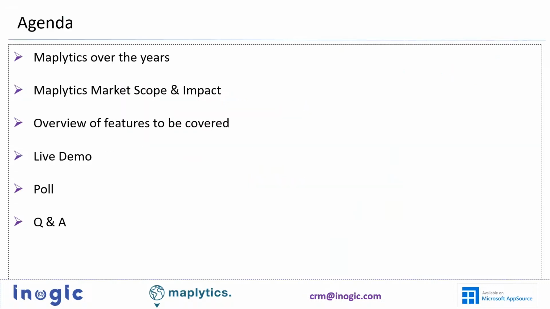Let's have a look over the agenda for today's webinar. So we'll be starting with an overview about the growth of Maplytics over the year. Next, we'll be seeing the market scope and impact of Maplytics. After that, I'll be giving you a quick overview about the features that I'll be covering for today, which will be followed with the live demonstration of the features. And after that, I'll be starting a quick poll where you can vote for the most useful features that you feel. And lastly, I'll be taking a Q&A session.